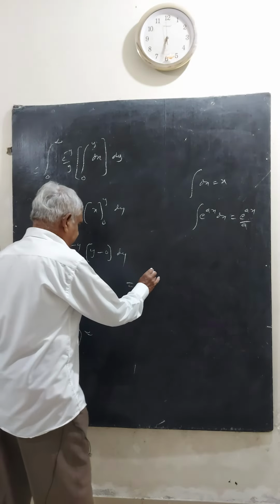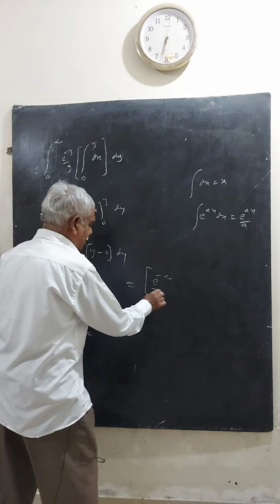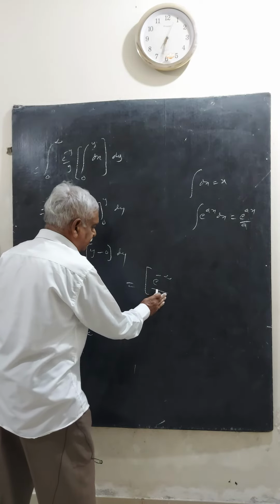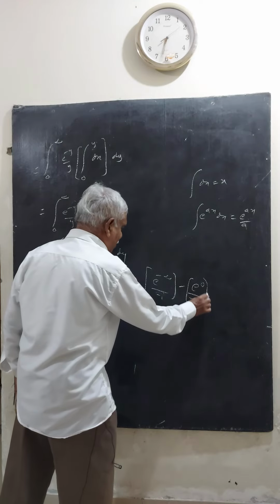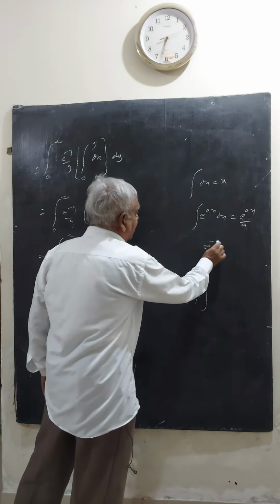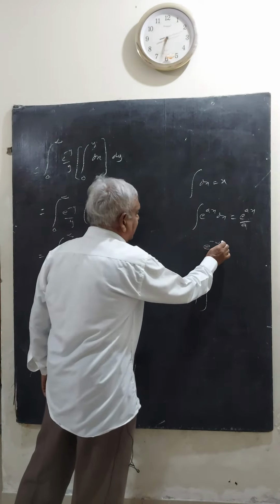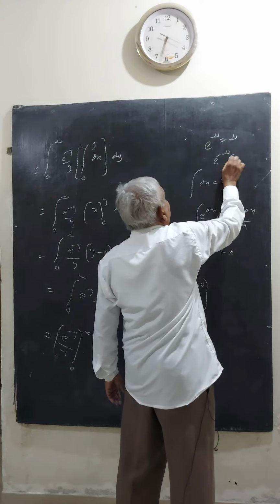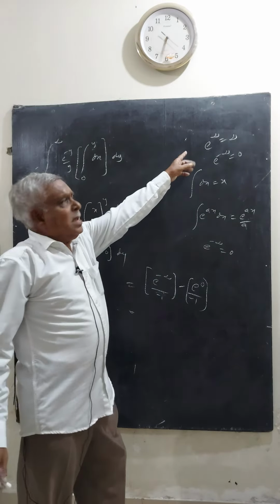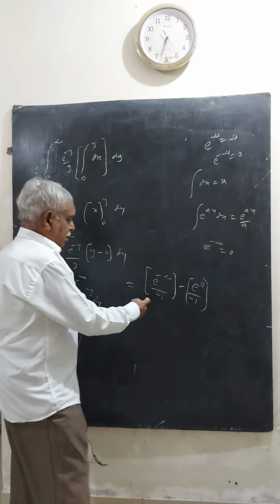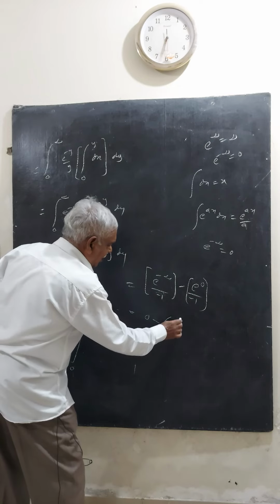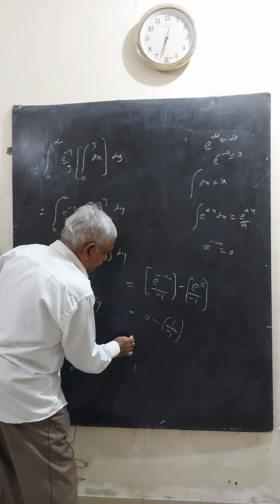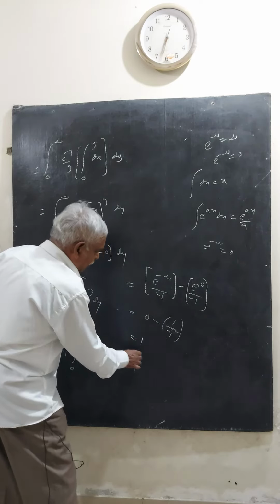Giving the upper limit, e power minus infinity by minus 1, and the lower limit, e power 0 by minus 1. E power minus infinity is always 0. E power infinity equals infinity, e power minus infinity equals 0. We shouldn't forget this; it comes at all places. Therefore, e power minus infinity is 0 and e power 0 is 1. So 1 by minus 1, which equals minus, minus 1, that is plus 1. 1 is the answer.